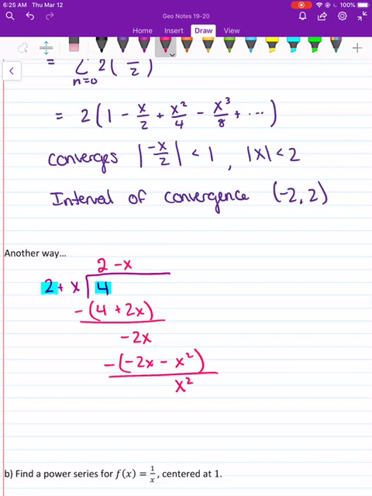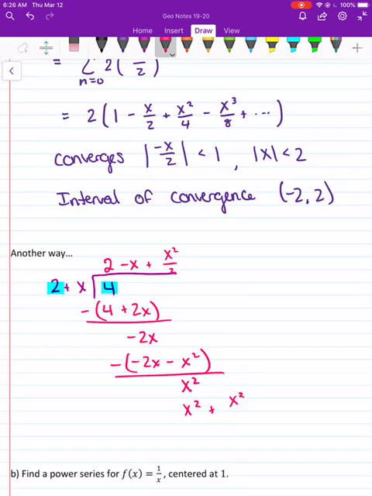What does 2 multiply by to get to x squared? Well, that would be x squared divided by 2. Multiply that to the 2 plus x, and I'm going to get a x squared plus (1 plus x squared) over 2. Subtract that, and so on and so forth.